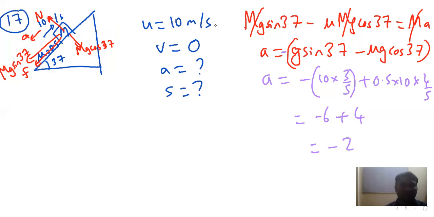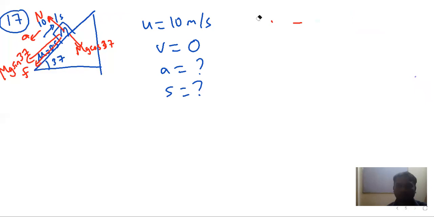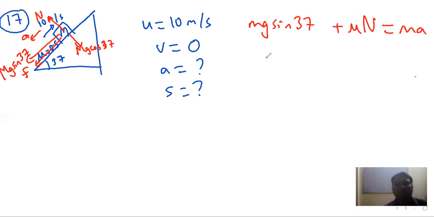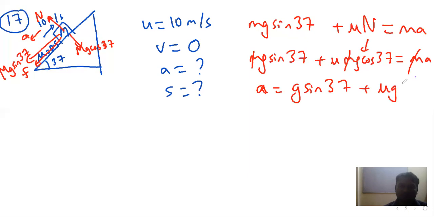So our equation here will be changing. So what will be the equation? In this case, we have mg sin 37 plus mu N, that equals ma, because acceleration is in the downward direction, retardation is in the upward direction. So mg sin 37 plus mu into mg cos 37, because normal reaction is mg cos 37, equals ma. m cancels on both sides. So the acceleration value comes out to be g sin 37 plus mu g cos 37.